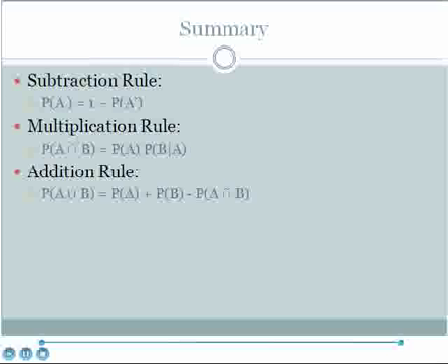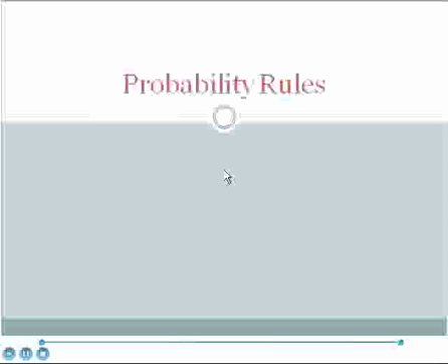Welcome to the Probability Rules module of Elementary Statistics. In this module, you will learn 3 rules of probability: the subtraction rule, the multiplication rule, and the addition rule. Let's begin with the subtraction rule.